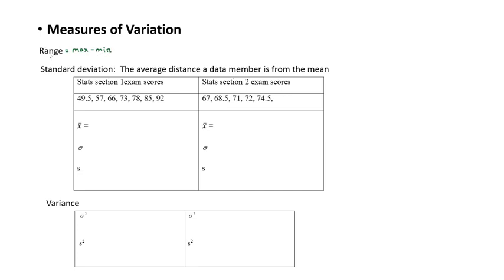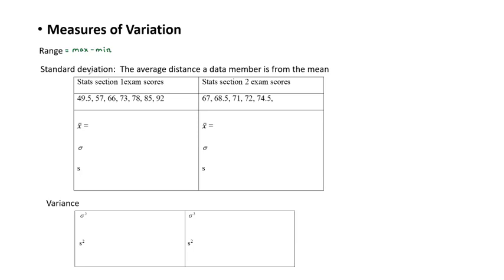However, the range is not taking into account all data values. So it is a measure of the variation, but not good enough. And that's why we are looking for a measure that will take into account all data values and will tell us a little bit more of what is going on inside the distribution. The next value that we'll be talking about is called the standard deviation.